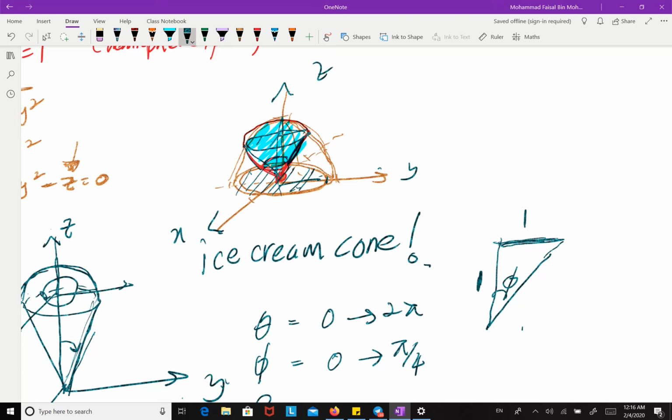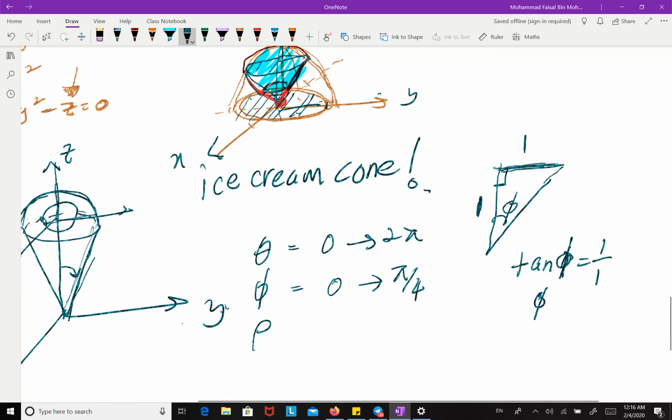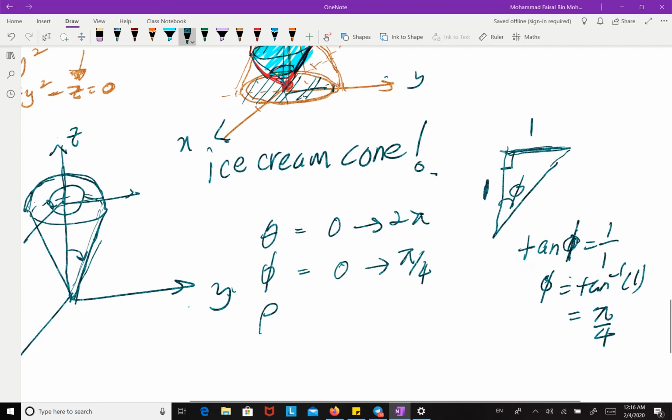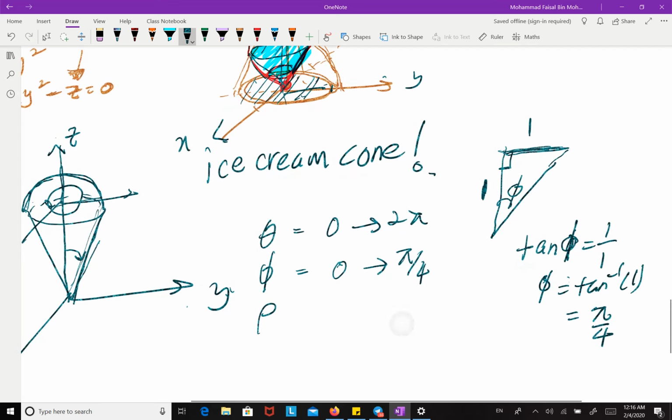So tangent phi will be opposite over adjacent, 1 over 1. So your phi will be arctangent 1, which is 45 degrees. 45 degrees is pi over 4 radian. Okay, and then the rho is from 0 to 1.